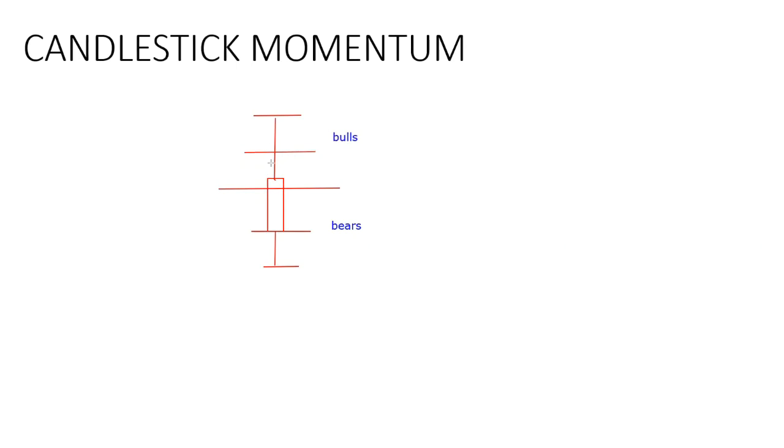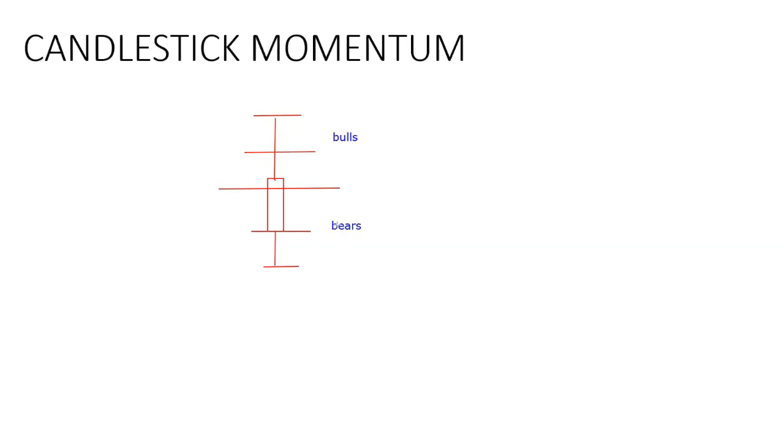But if it closed above the half inside the candlestick, meaning at the top half here, it shows that it's in the strong bulls. It has very, very strong bull momentum. And the same rule or scenario applies.